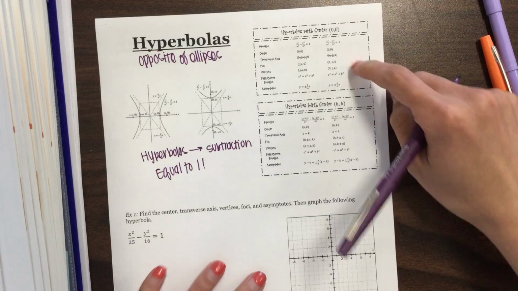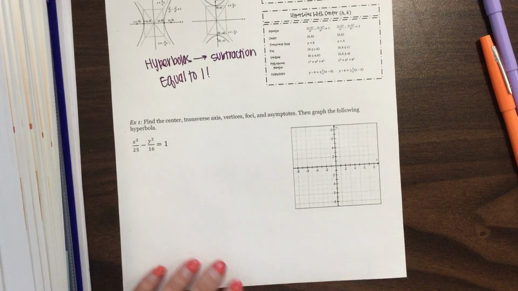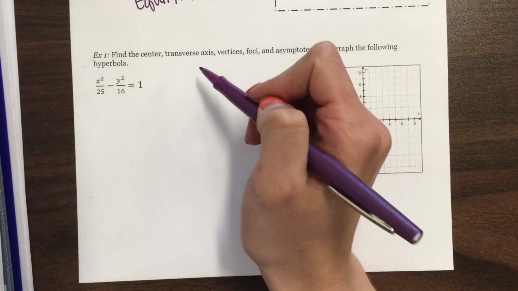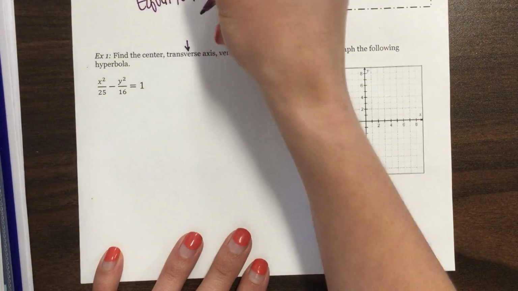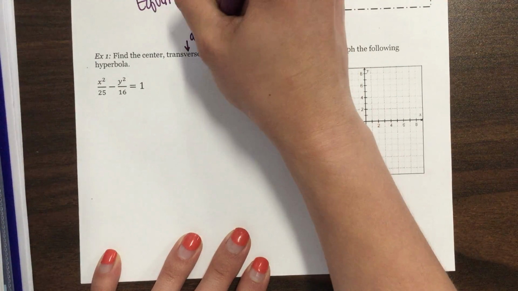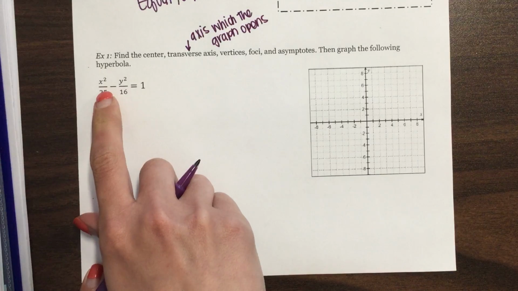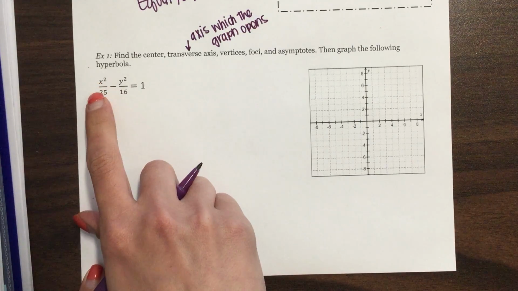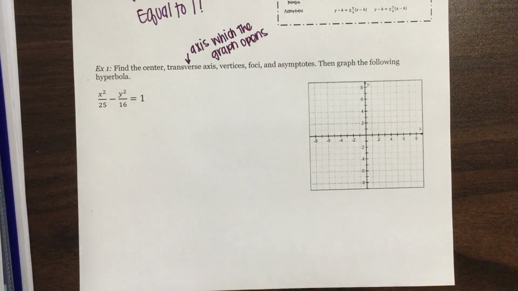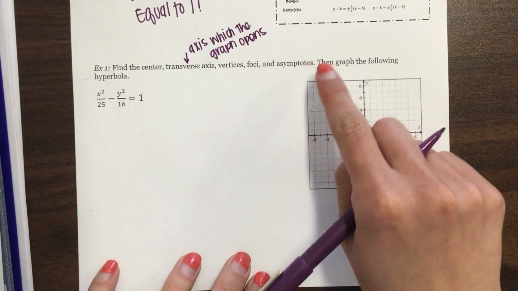I have the equations right here for you guys that you can jump into and use if you want. I'm just going to do this example, so I want you to try and follow it. First we need to find the center, then the transverse axis, which is the axis in which the graph opens. It's always the one that comes first. Like this one is going to be the x-axis, or the horizontal axis, because the x was what came first. If this was a y squared first, though, it would be the y-axis. Then we have to find our vertices, the foci, and the asymptotes.